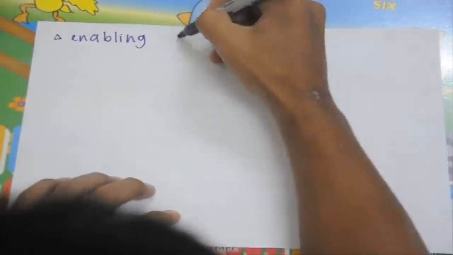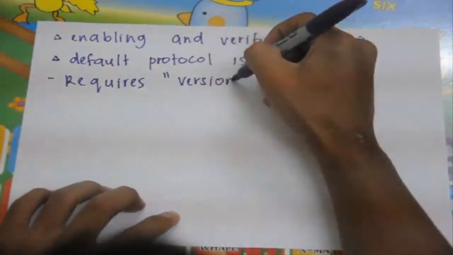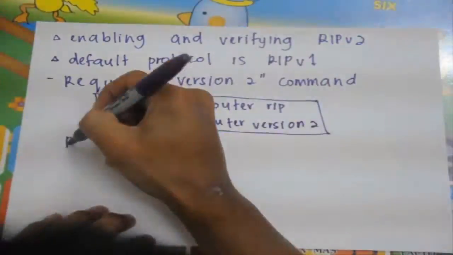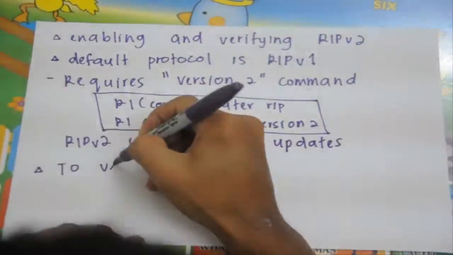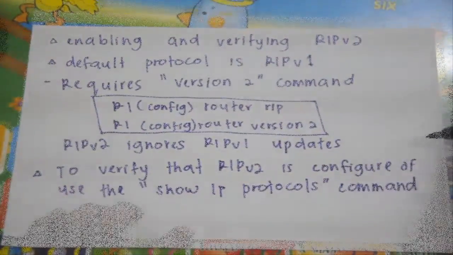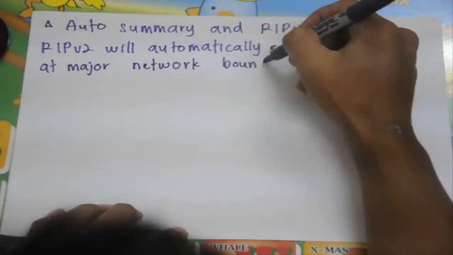Enabling and verifying RIP 2. Configuring RIP on a Cisco router. By default it is running RIP 1. Configuring RIP 2 on a Cisco router requires using the version 2 command. RIP 2 ignores RIP 1 updates. To verify RIP 2 is configured, use the show ip protocols command.